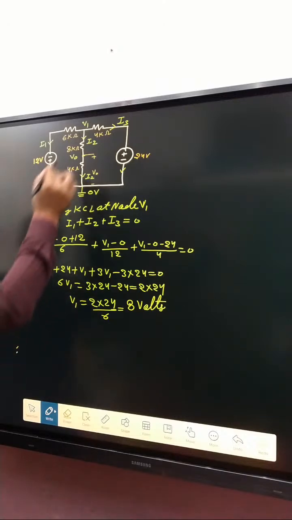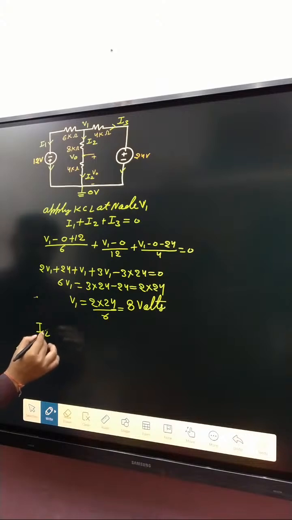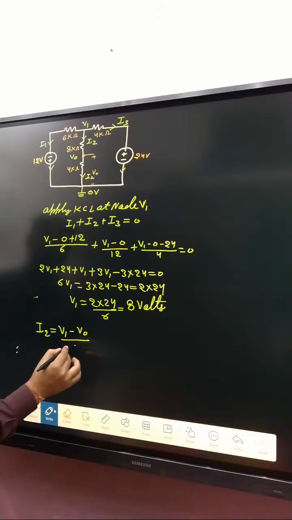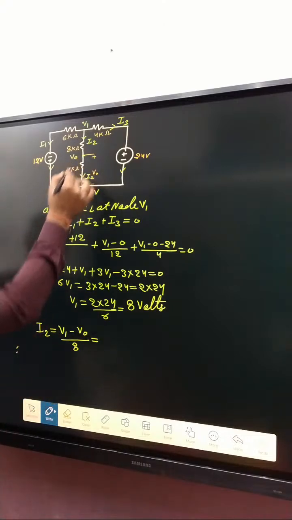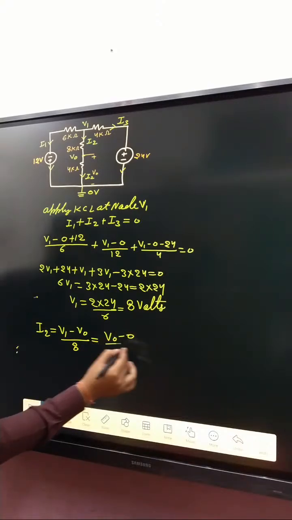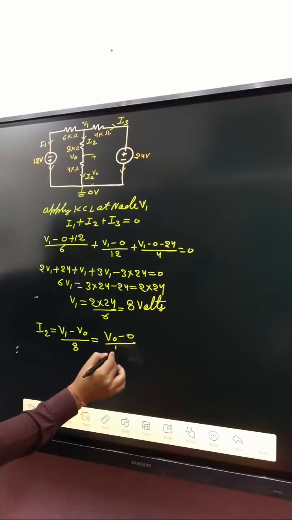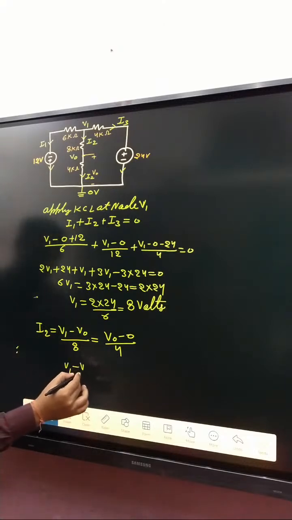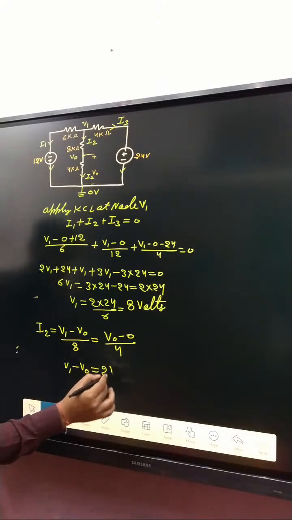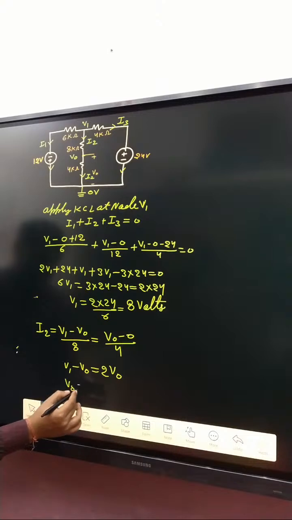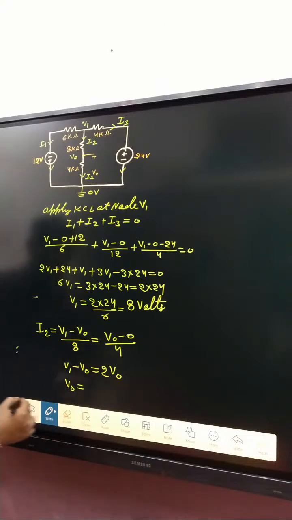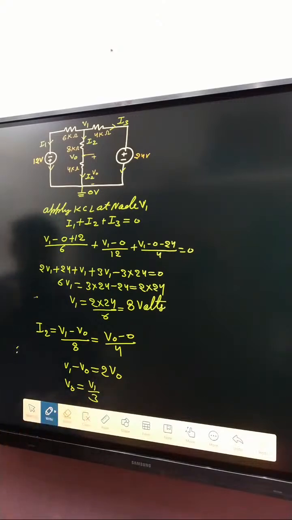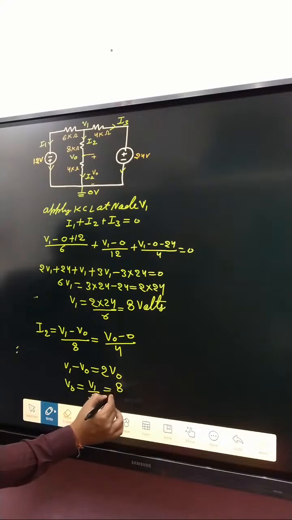What about I2? I2 is basically V1 minus V0 divided by 8, and that is also V0 minus 0 divided by 4. So V1 minus V0 is equal to 8 by 4, that is 2V0. So 3V0 is equal to V1. V0 is equal to V1 by 3, that is 8 divided by 3.